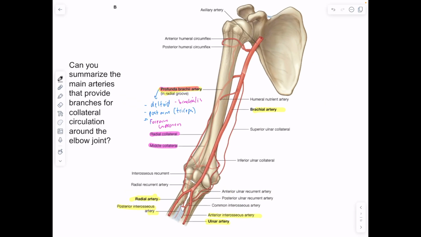Can you summarize the main arteries that provide branches for collateral circulation around the elbow joint? All right, so we said we started with the axillary artery. Cool. Then it becomes the brachial artery. Nice. The brachial artery has the profunda brachii artery branch off, right here.